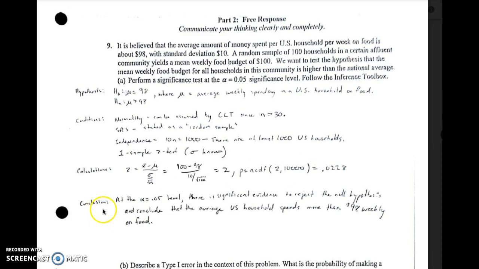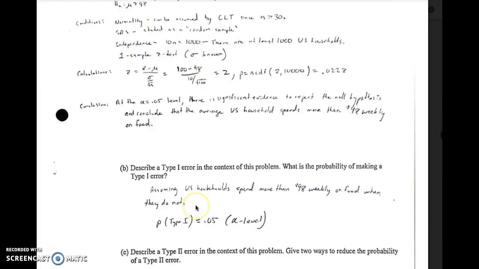And so therefore our conclusion is at the alpha equals 0.05 level, there is significant evidence to reject the null hypothesis and conclude that the average US household spends more than $98 weekly on food. And again, we are concluding this because our p-value is lower than the alpha level.